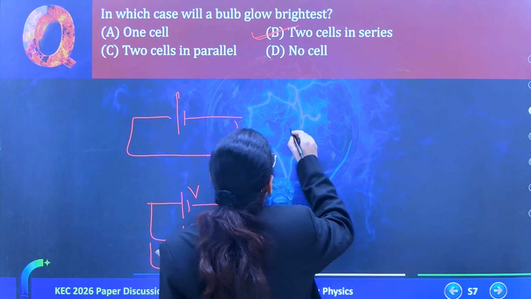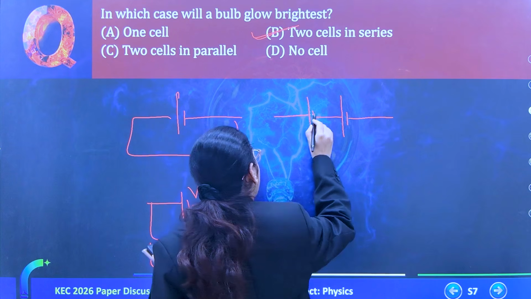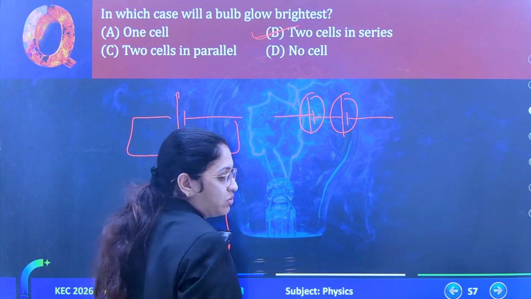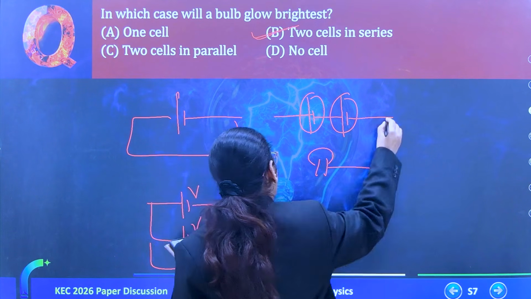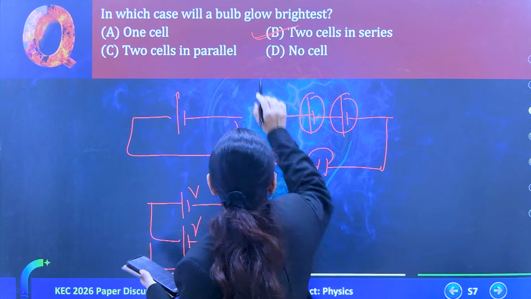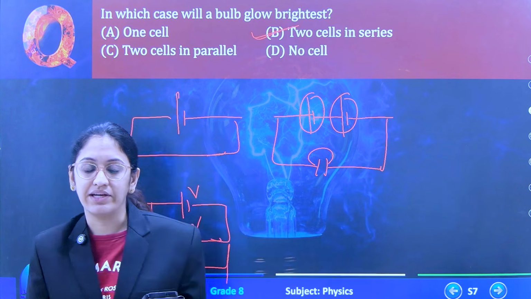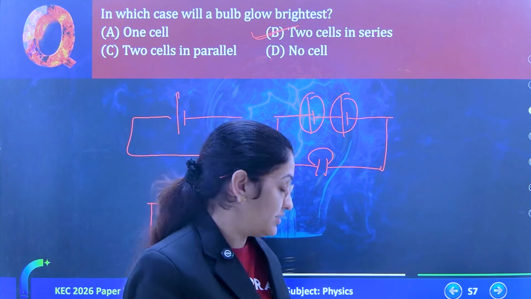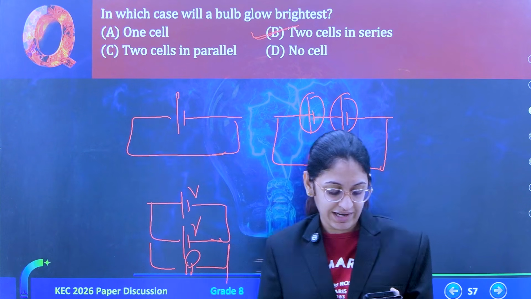Two cells in series give more current. Some electrons each cell imparts, both the currents add up and more brightness will be there in the bulb. So two cells in series create the brightest bulb. Not in parallel, always in series. Any doubt? Any doubt?